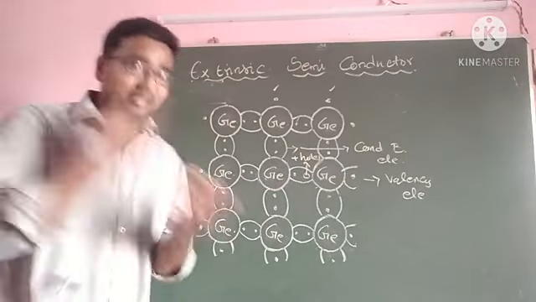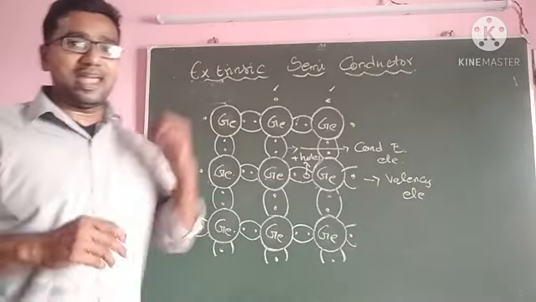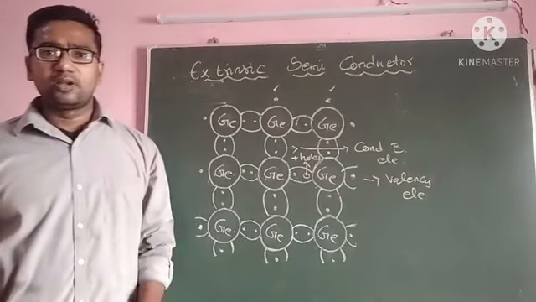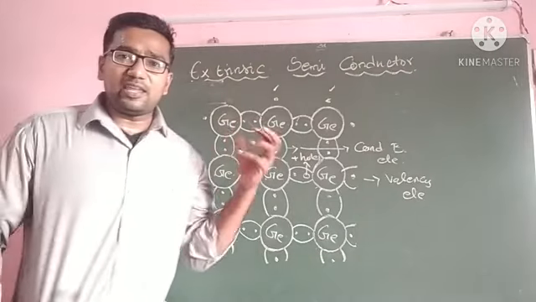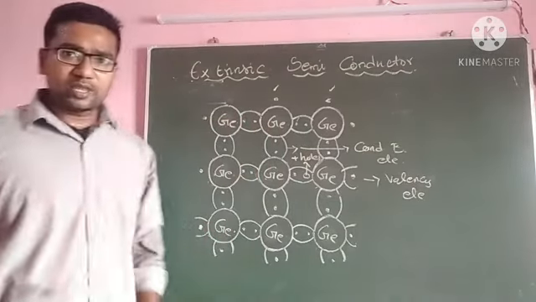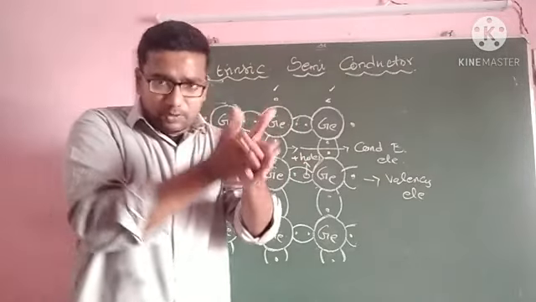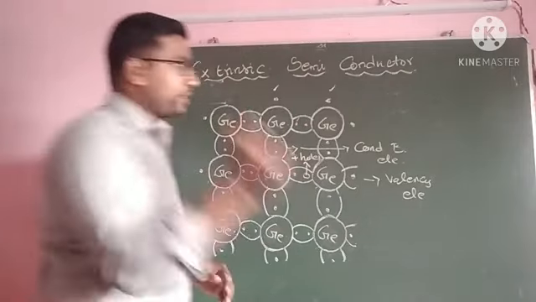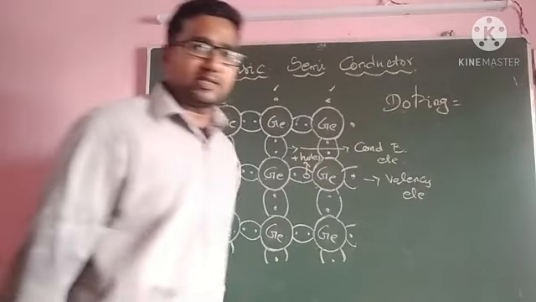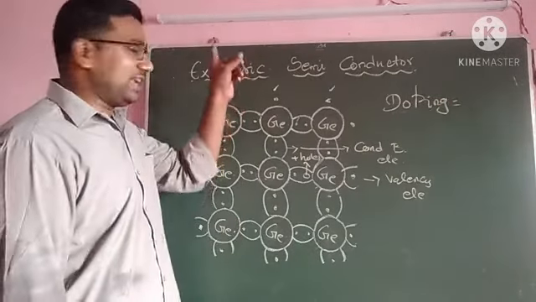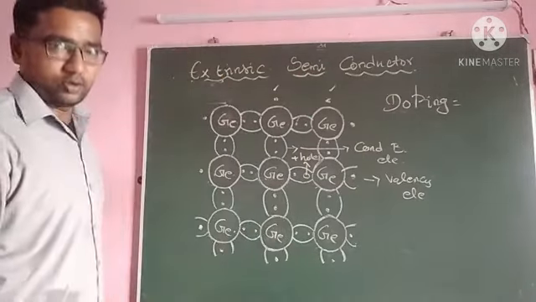For the purpose of increasing the conductivity, for the purpose of decreasing the resistive value, I am going to add certain impurity atoms. If you add impurity atoms, the conductivity will increase. When the intrinsic semiconductor is added with impure atoms, that is called doping. Doping is the process of adding impure atoms to the intrinsic semiconductor for the purpose of increasing conductivity. Okay? Right.